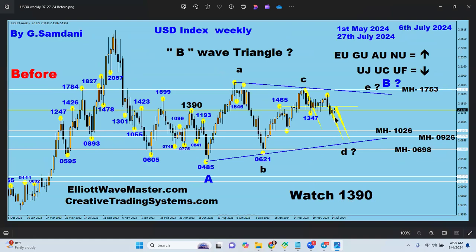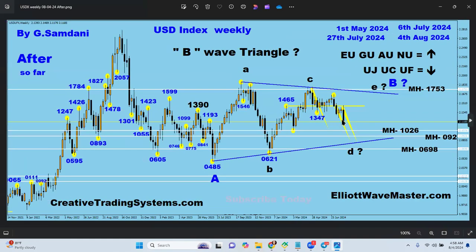Watch 1390. My take was that we're going to hit 1390, stay below, and drop. Maybe we go up. If we go up, then we will be going up to 1465 and then drop back to 1026, or even 0926 or the rising trendline. This was made on the 27th. And as of today, August 4th, this is what happened. Right from there, it went up, hit that 1465, and is dropping. Now 939 is already bypassed, this one is almost gone, this one is gone, and it's powerfully coming to the downside.